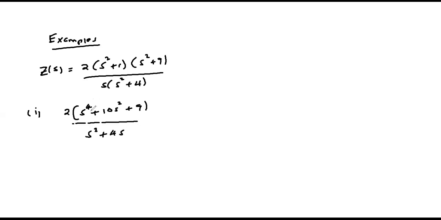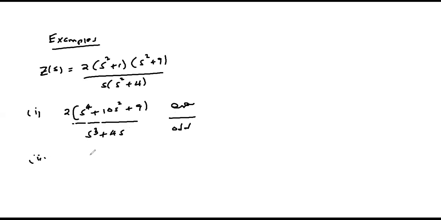If we look at the numerator, the powers of S are 4, 2, and 0, so this is even. And the powers of the denominator are 3 and 1, which is odd. And therefore, this is an odd to even polynomial in S, and therefore property number 1 is met.